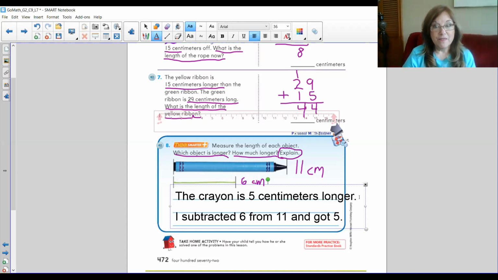So that is it for our chapter 9, measuring with metric units, centimeters and meters. And then tomorrow we'll be doing our test. So have fun with learning. Remember, go all around the house and outdoors and start measuring things with your ruler. See you at our next lesson.